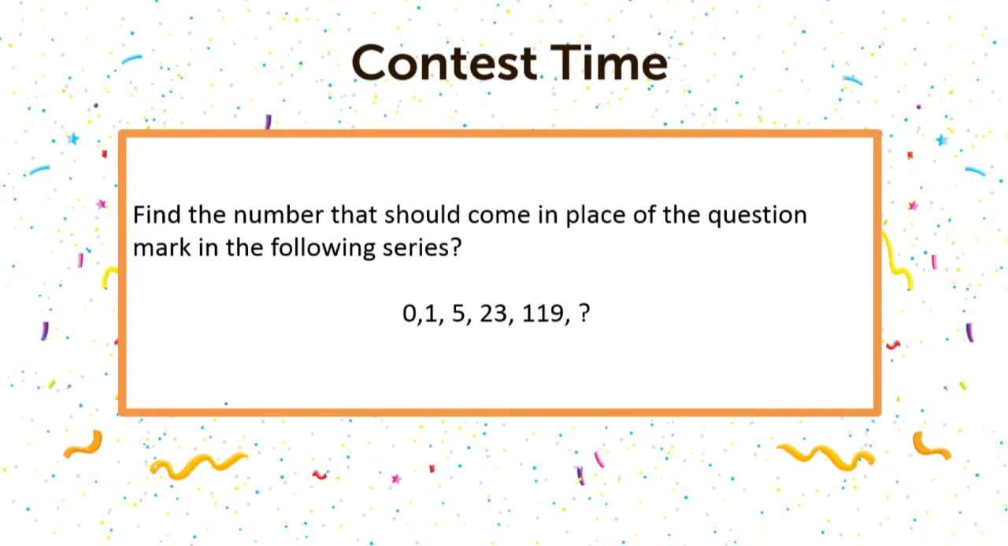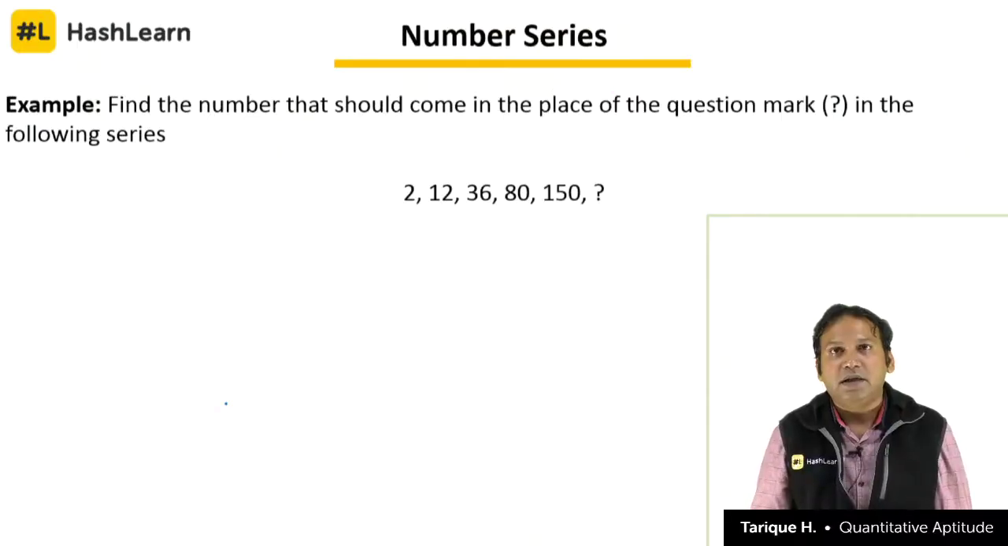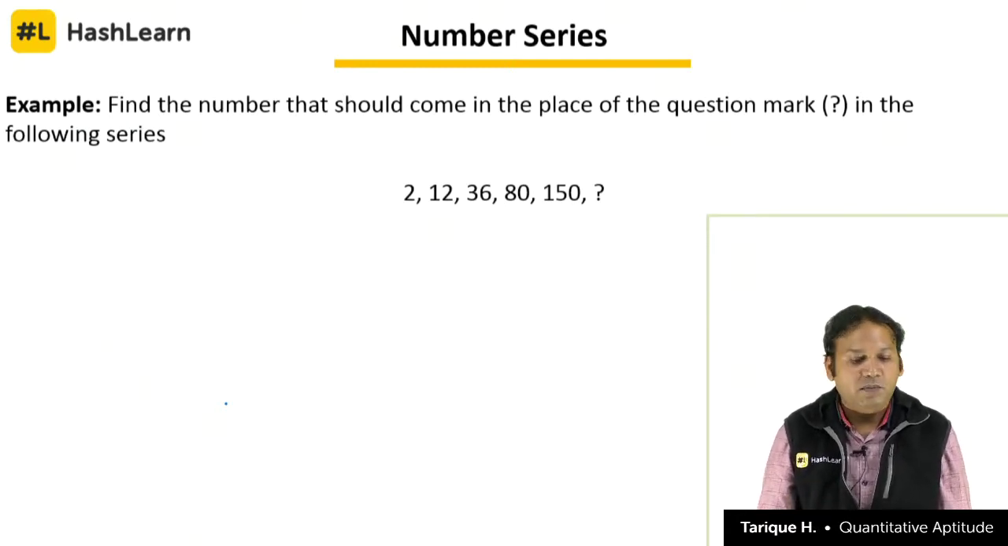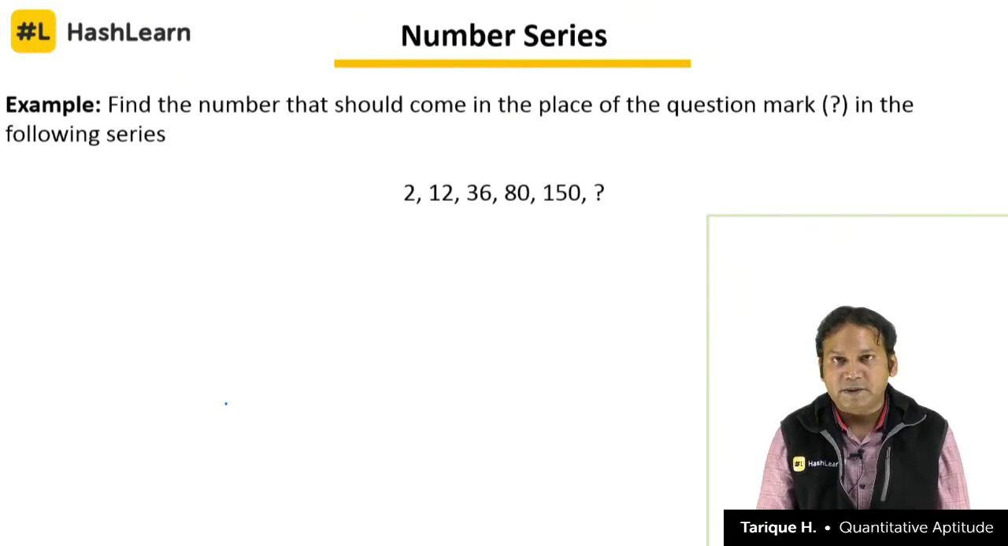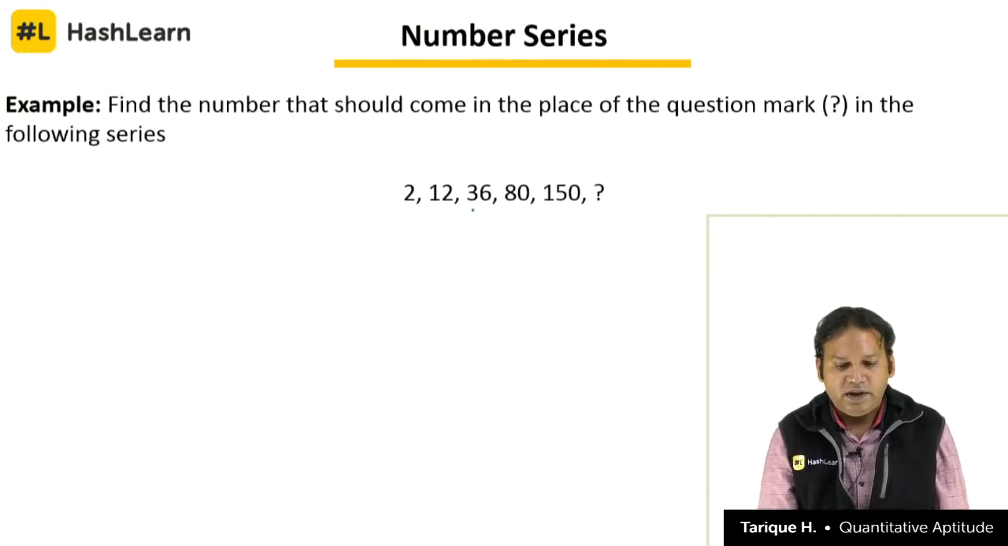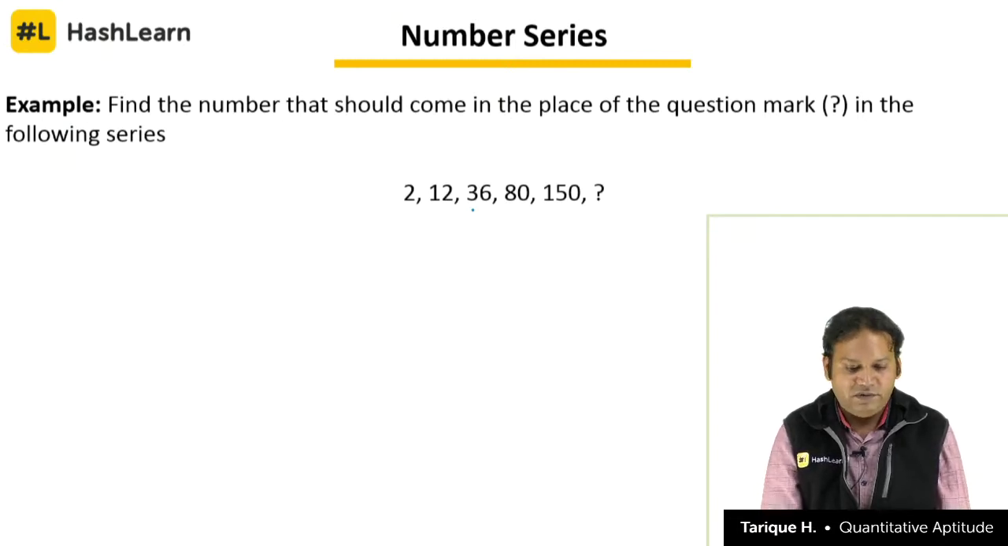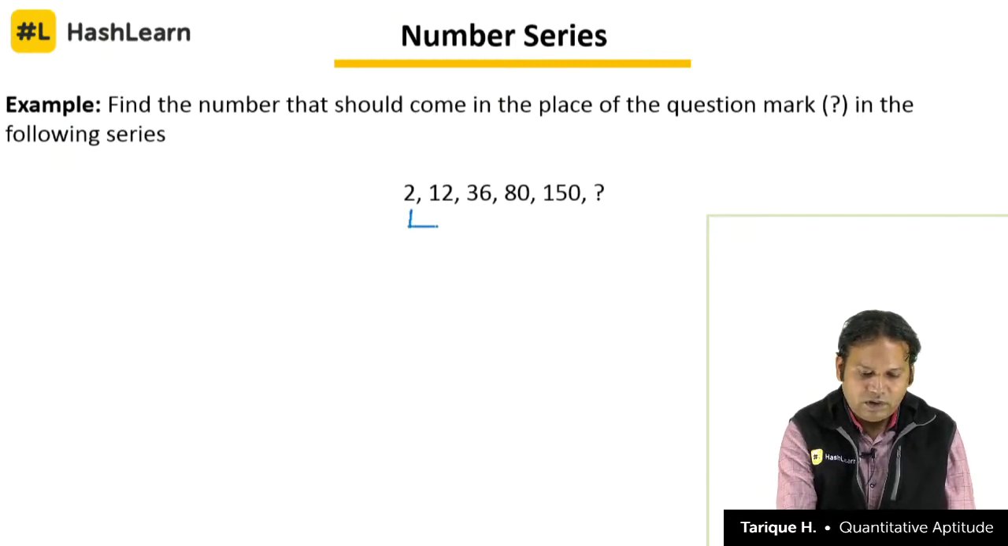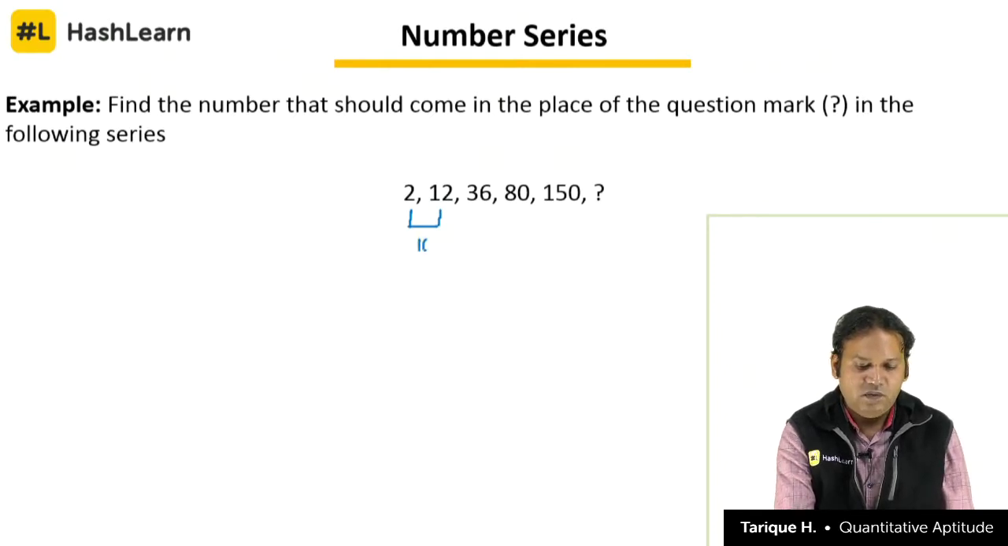Alright, now we'll move to the next discussion question, that is find the number that should come in the place of the question mark in the following series. So continuing with the discussion on problems from number series, mainly looking at addition, subtraction and looking at questions based on properties of numbers. Clear? So what numbers we have here? 2 and 12, 36 and 80, 80 and 150. So as I told you in most questions, our first instinct is always to find a difference.